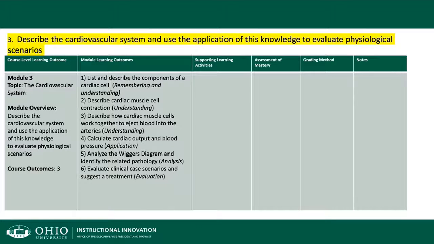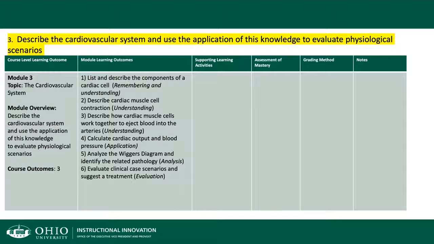So here I have taken an example, and it is learning outcome number 3, where I ask students to describe the cardiovascular system and use the application of this knowledge to evaluate physiological scenarios. So you can see in the first column, I list this as module 3 because there are 2 modules that come beforehand. The topic is the cardiovascular system, and of course the module overview or the description is what I just said about this particular learning outcome.